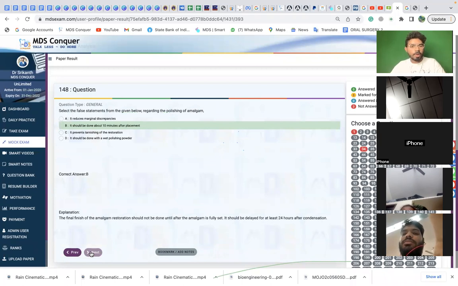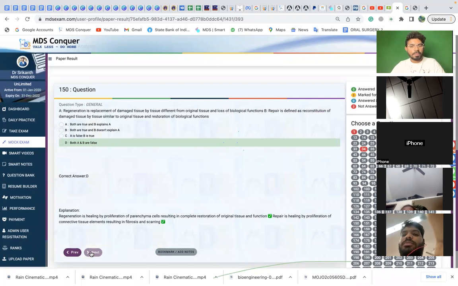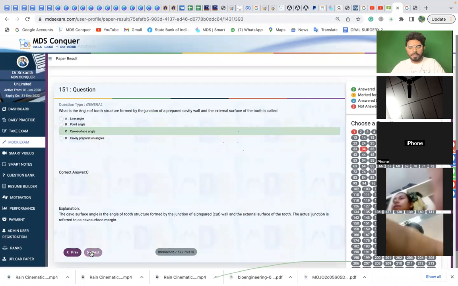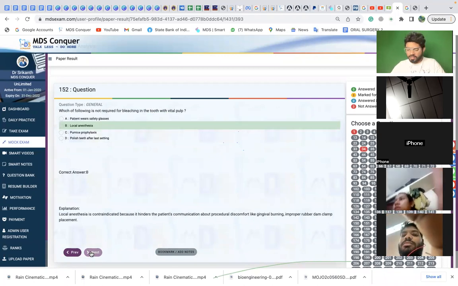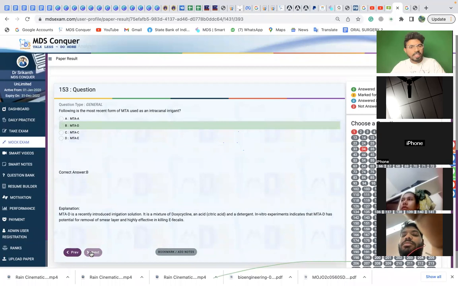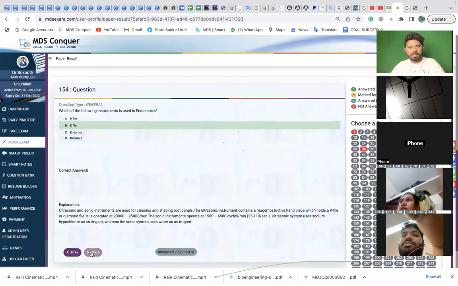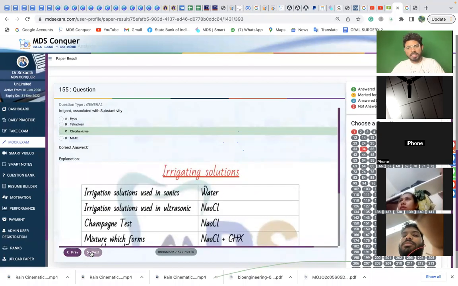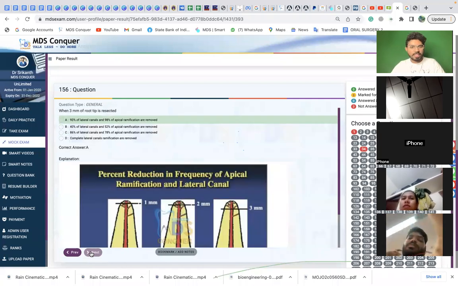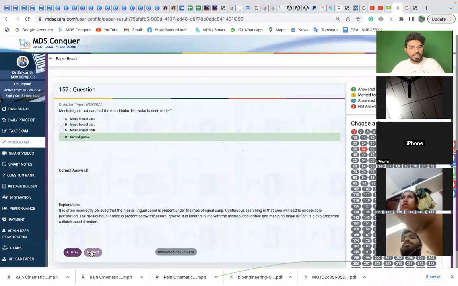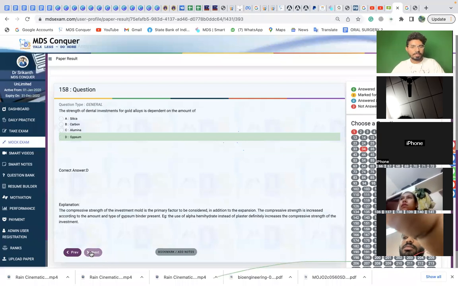I'm not calculating this polishing of amalgam. This is easy. Easy. Easy, very easy. Very, very easy. Discussed on the group and a very easy question. Discussed on the group and an easy question. This is a bit difficult. You should know the exact locations of this to answer this question.